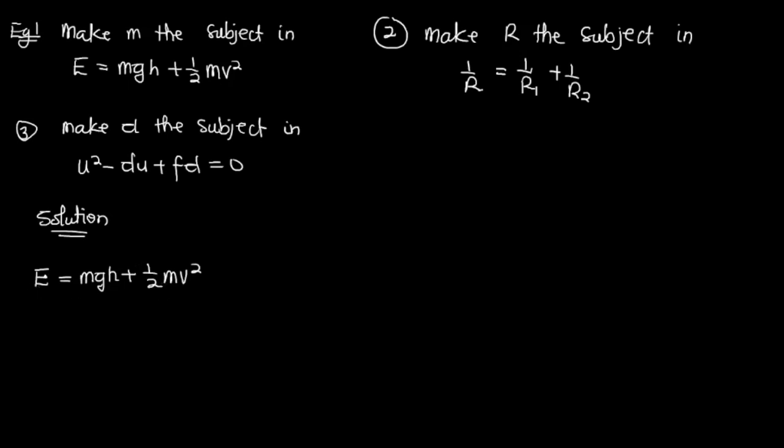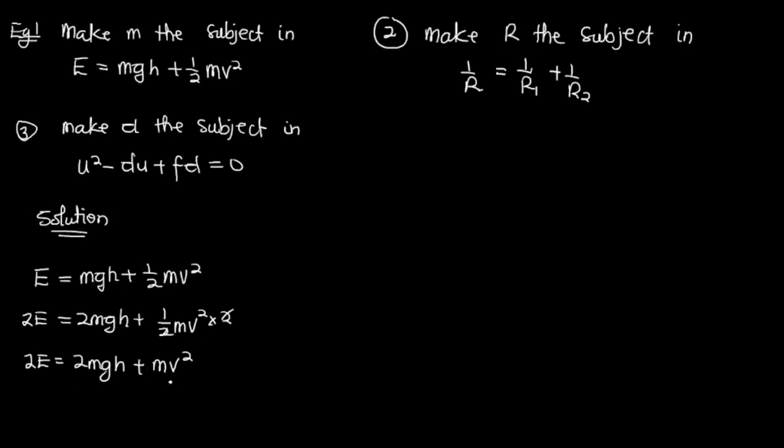So we multiply each term, e, this term, and then this whole term as well by 2. So it becomes 2 multiplied by e is equal to 2 multiplied by mgh plus half mv squared multiplied by 2. So we have 2e is equal to 2mgh. These two will cancel, so we have plus mv squared.